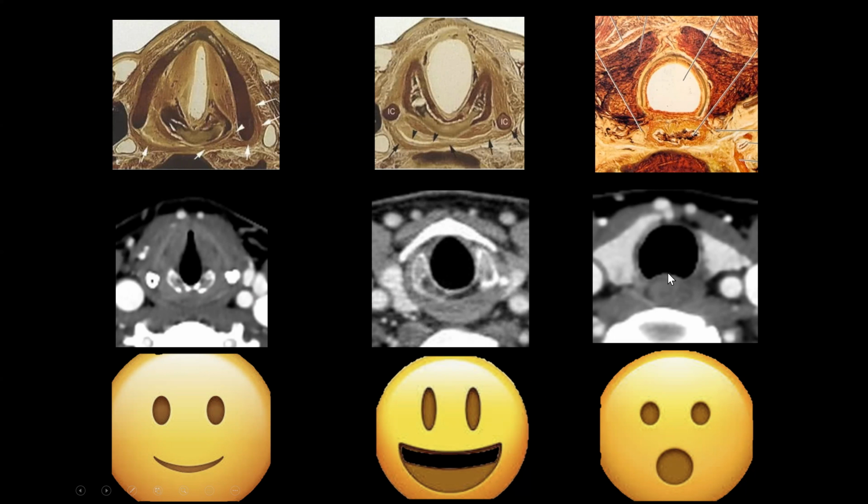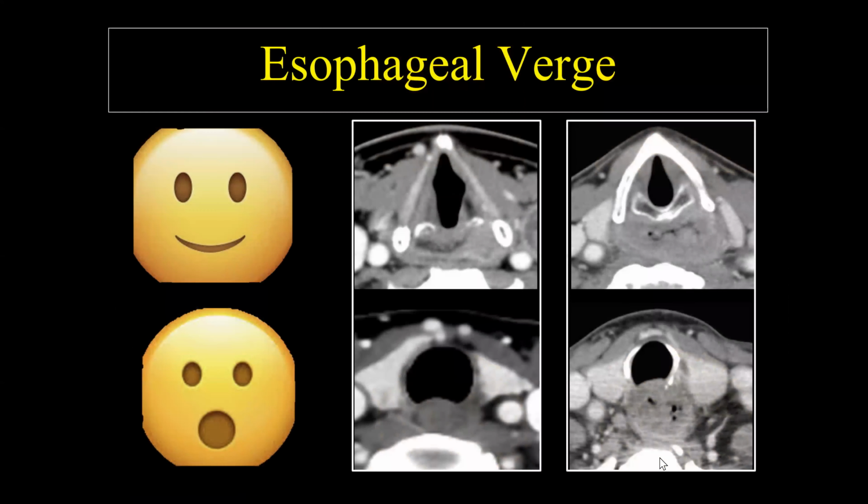Then more inferiorly, on the right-hand side, we can see the normal appearance of the cervical esophagus, and based on our emoji, that's like the surprise emoji, right? So it looks just like a circle. So if you remember, a nice thin smile is the normal hypopharynx. Once the smile starts to get bigger, that's the esophageal verge, and eventually it turns into a big O. So how do we use this clinically?